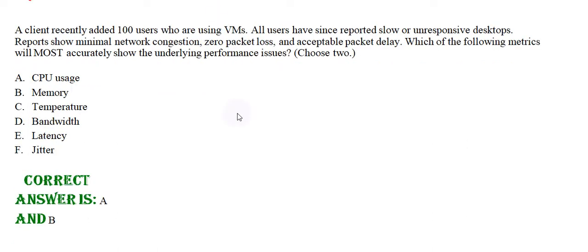The client has recently added 100 users who are using VMs. All users have since reported slow or unresponsive desktops. Reports show minimal network congestion, zero packet loss, and acceptable packet delay. Which of the following metrics will most accurately show the underlying performance issues? Choose 2. Option A, CPU usage, option B, memory, option C, temperature, option D, bandwidth, option E, latency, and option F, jitter. The correct answers are option A and B.